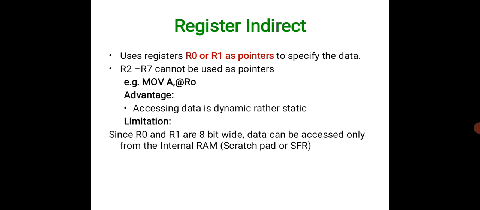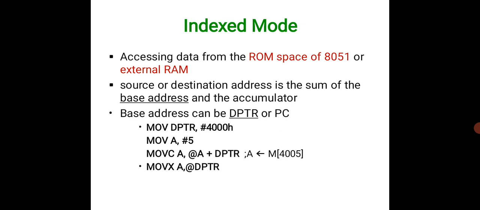So it can be the scratch pad or the SFRs, special function registers. Coming to the last addressing mode, which is the indexed addressing mode, you can access the data from the ROM space of 8051 or external RAM. In all the previous cases, we could access the data only from the internal RAM, with no external memory involved. In this case, you can make use of this addressing mode to access the external RAM.